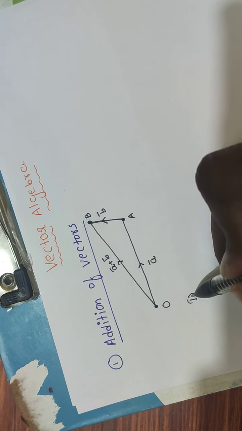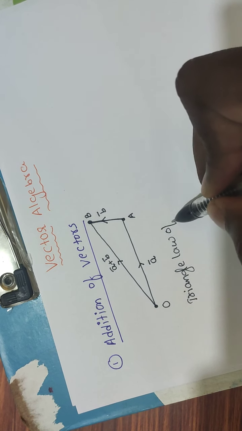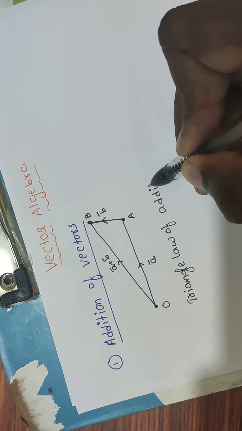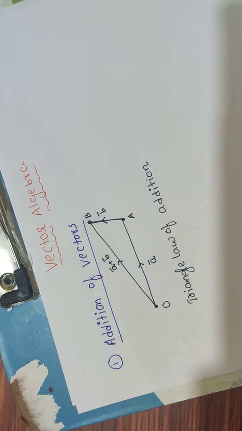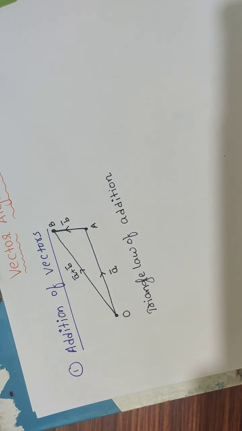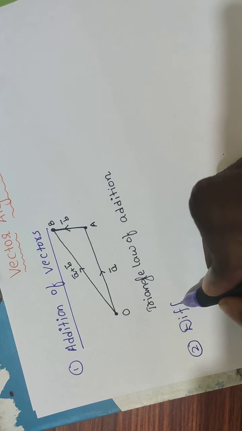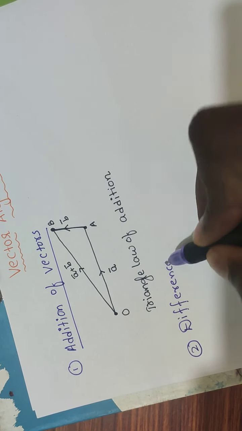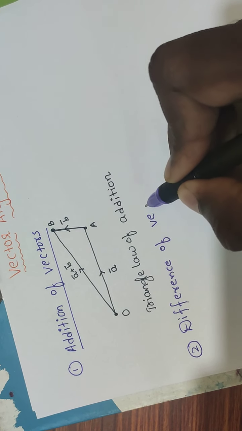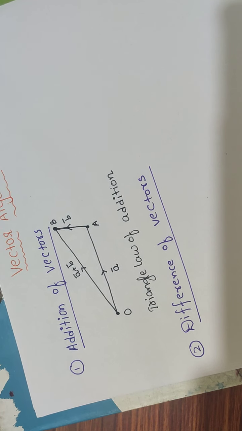This is the triangle of addition of vectors. Next, we will discuss the second concept: what is the difference of vectors?